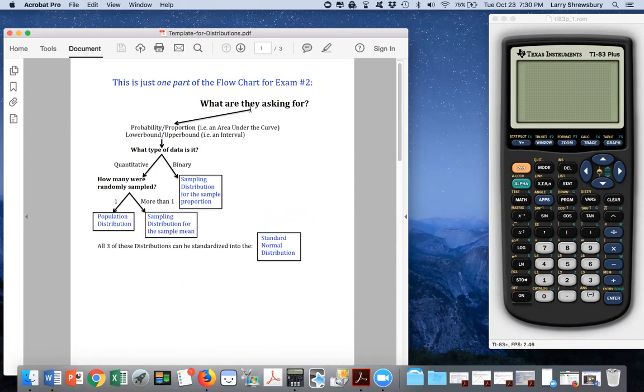All very different from each other, but how do you know you're going to be doing this sort of work on exam number 2? Well, they're asking you to find a probability, say, of one randomly selected being in the interval, or the probability the sample mean will be in an interval, or sample proportion if you've gotten to 8.2. Or they might want you to find an interval that contains a proportion of the population. Your next question will be, what type of data is it?